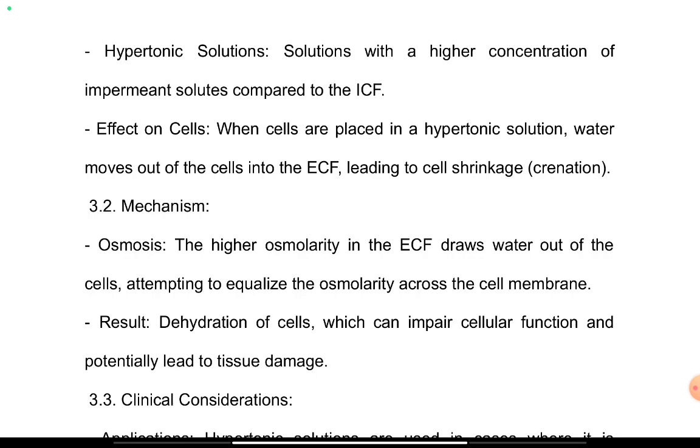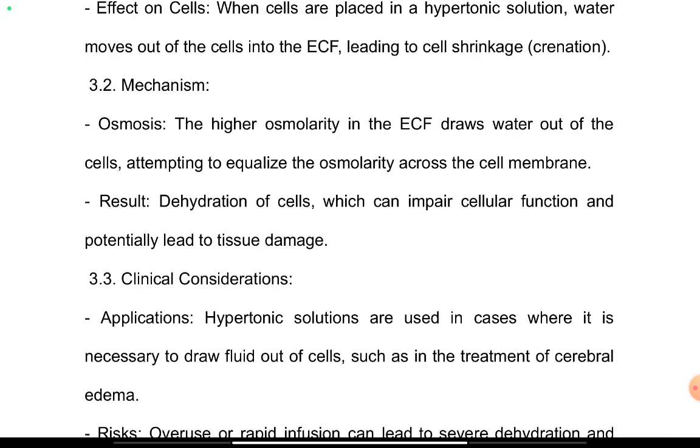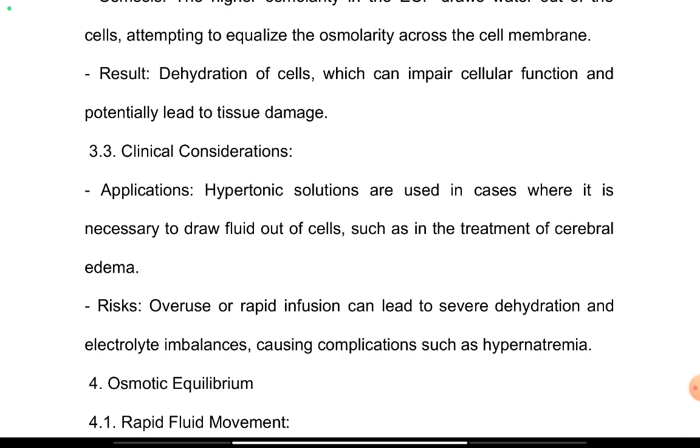As you can see, effect on cells: when cells are placed in a hypertonic solution, water moves out of the cells into the extracellular fluid, leading to cell shrinkage or crenation. So this is the clinical consideration, such as in the treatment of cerebral edema. And this actually falls back to the vignette I painted at the start of our lecture in Physiology of Body Fluids Part 1. So that's why you have to follow all these videos keenly with full attention.